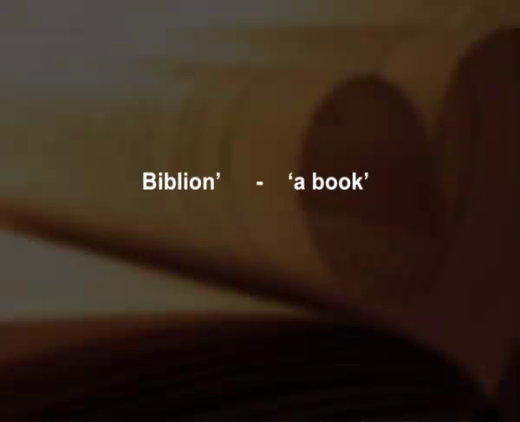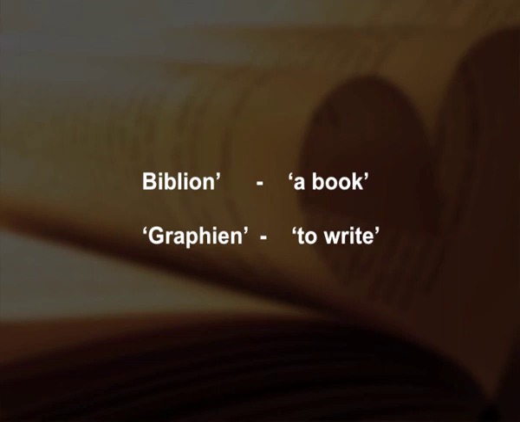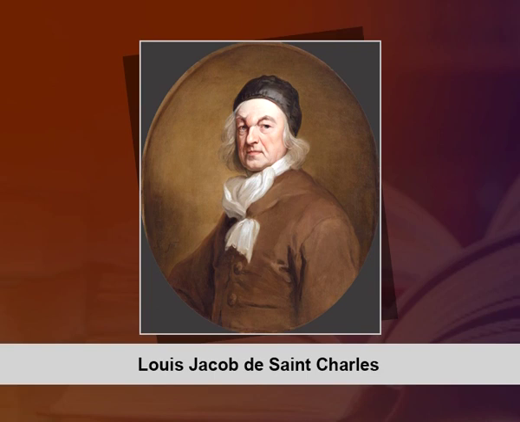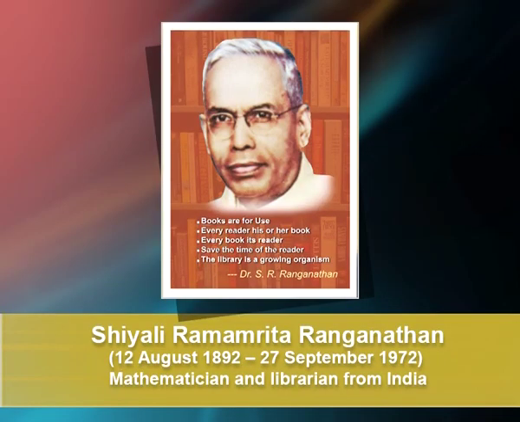Bibliographies. The word bibliography derived from two Greek words such as biblion means a book and graphein means to write. Thus, the word bibliography means writing of books which later on changed to writing about books. The term bibliography was first used by Louis Jacob de Saint Charles. According to S.R. Ranganathan, it is a list of documents listed together for some purpose.